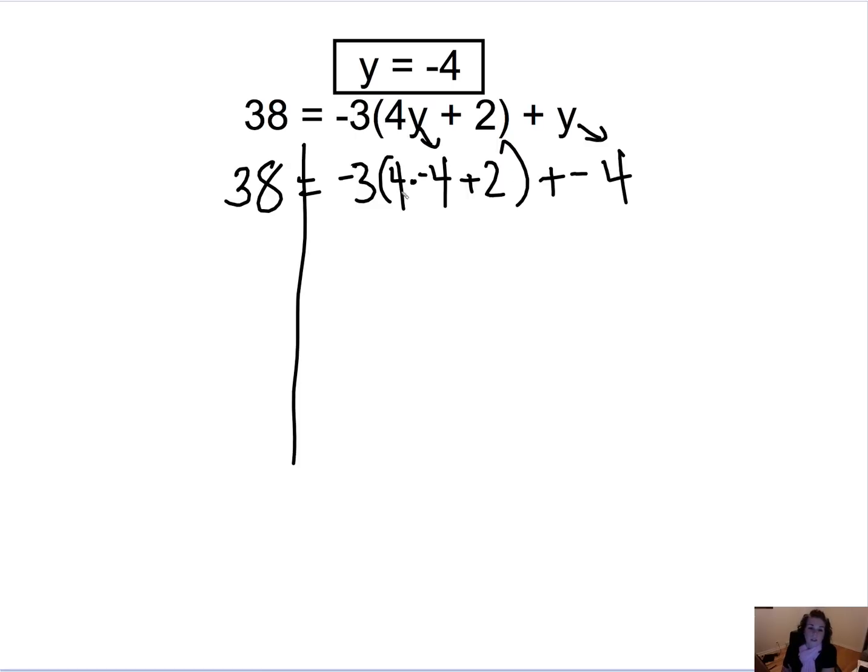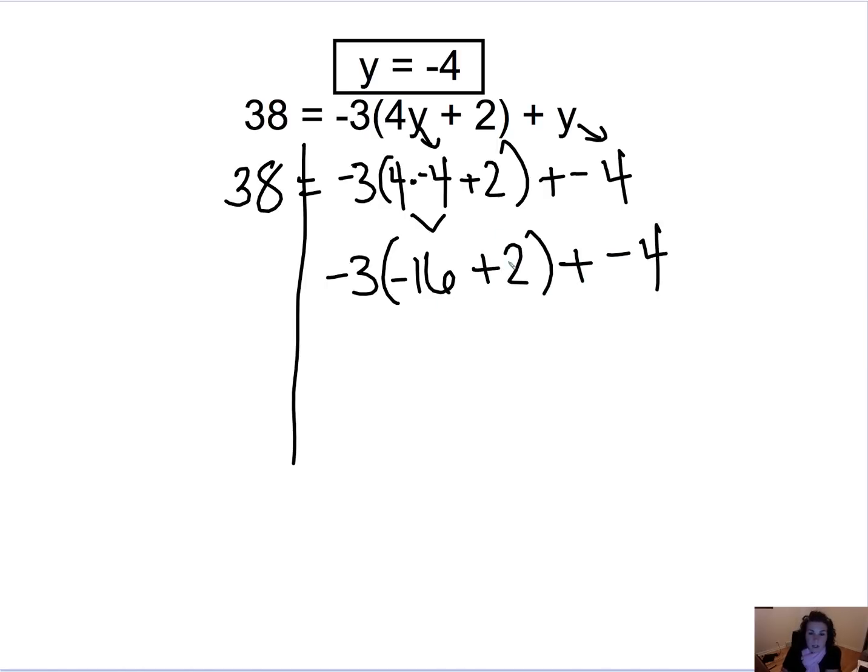Order of operations says parentheses are first. Well, within the parentheses, we have multiplication and addition. So clearly I need to do the multiplication first. So this will be -3, and then 4 times -4 is -16 plus 2 plus -4. Now I can finish the parentheses here. Bring down the -3, and then -16 plus 2 is -14, and then bring down the plus -4.